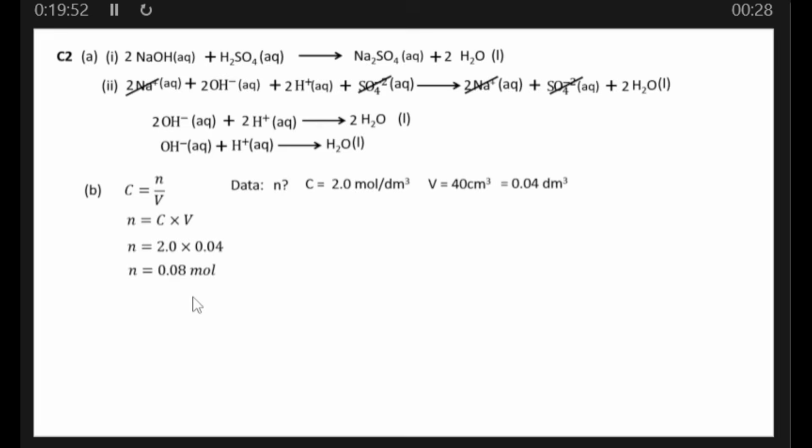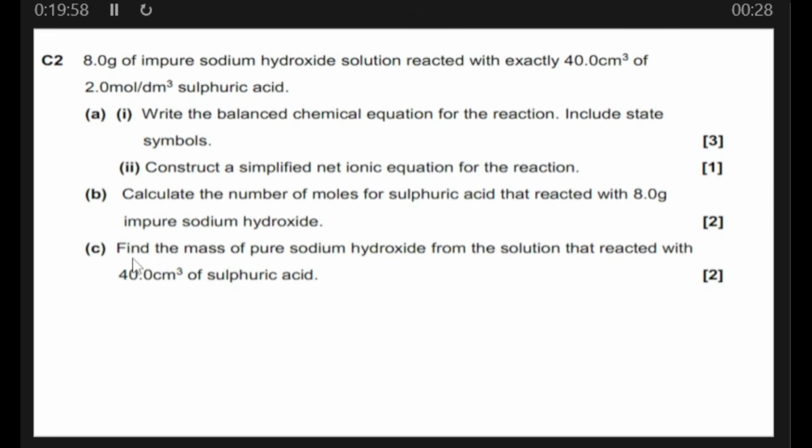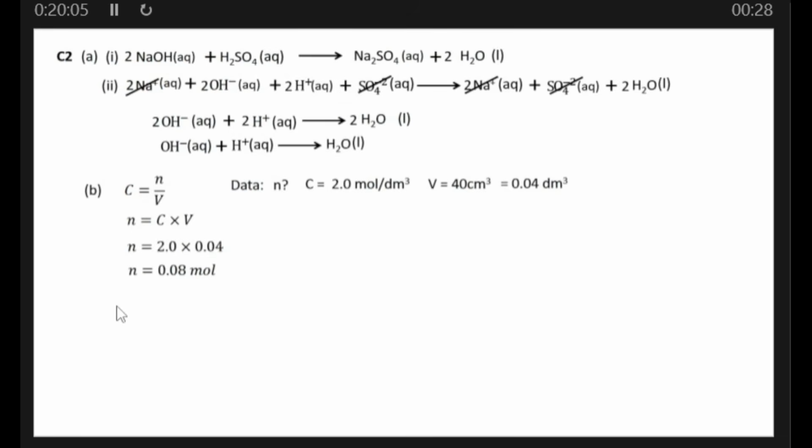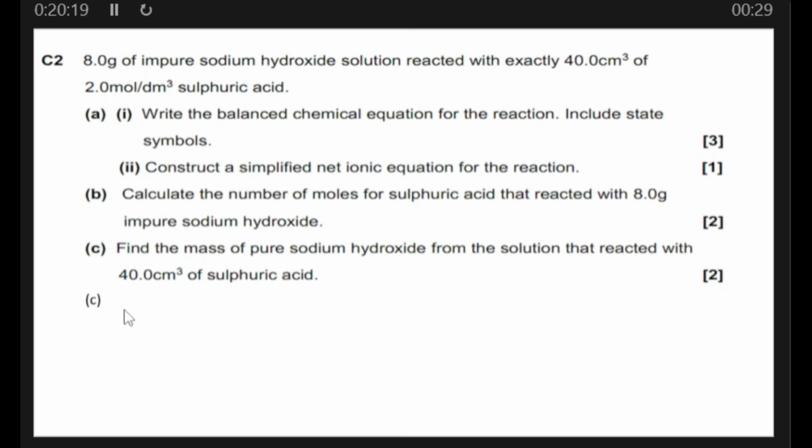We'll use it. So in answering this question C, we need to create a mole-to-mole relationship between this and this. These two which reacted. So there's a 2 here, take note, there's a 1 here. So what we are going to say here is number of moles of sodium hydroxide over 2 is equal to number of moles of sulfuric acid over 1.